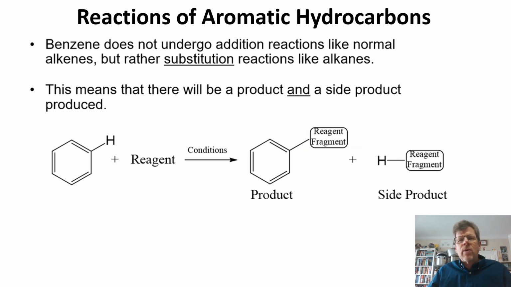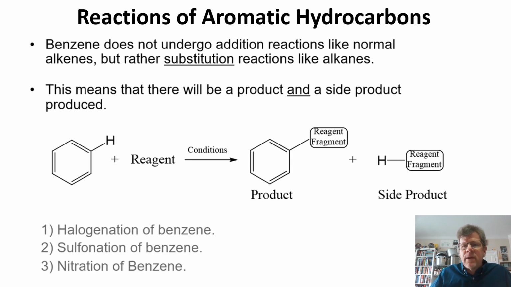So there are three reactions of aromatic hydrocarbons that we're going to be taking a look at. One that I alluded to before, the halogenation of benzene. Next, we'll look at the sulfonation of benzene, and also the nitration of benzene. A couple of these, we can predict right away what the reagent is. Halogenation, well, maybe the reagent is a halogen. Nitration, well, maybe it's a nitro group, or the donator of a nitro group. But we'll first look at the halogenation of benzene in a general sense.